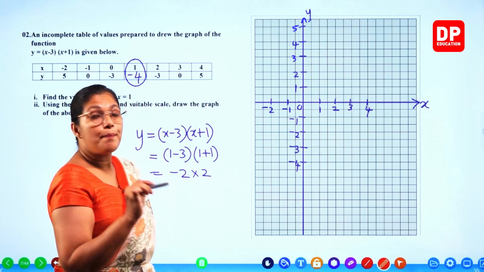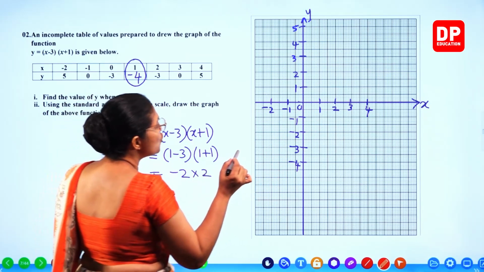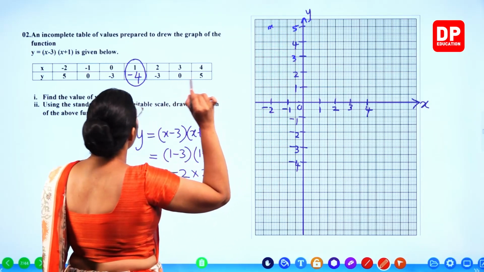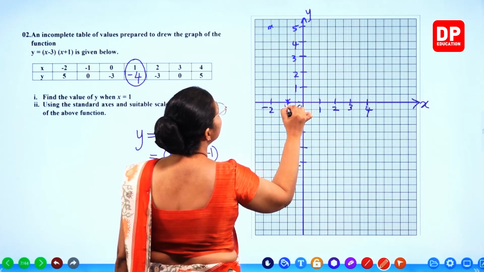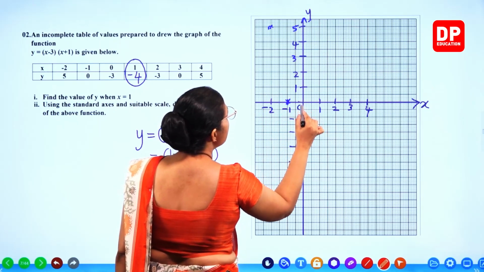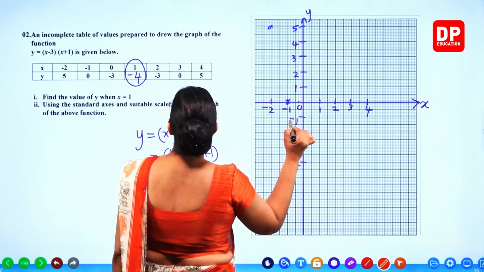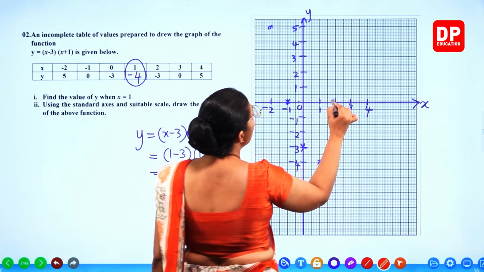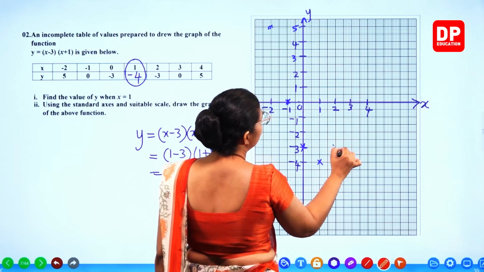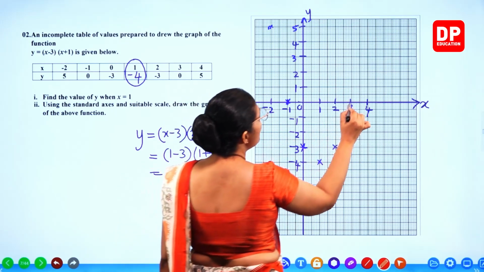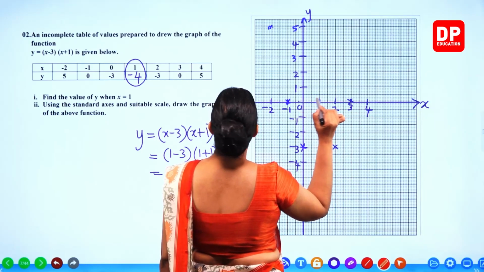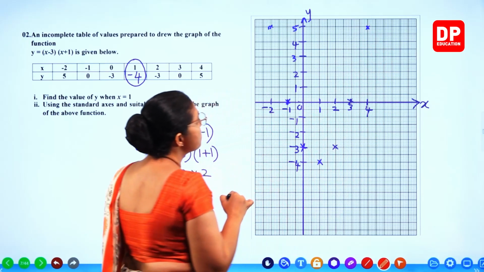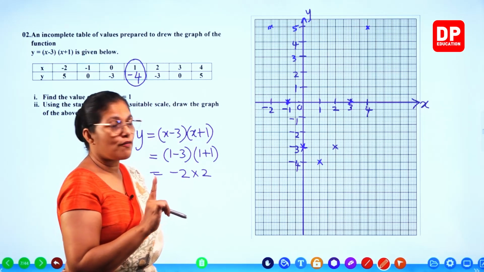Now we can mark the points. Minus 2, 5. Here. Minus 1, 0. 0, minus 3. 1, minus 4. 2, minus 3. 3, 0. 4, 5. Here. So you get another 1 mark for that.